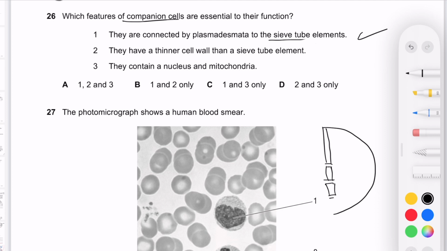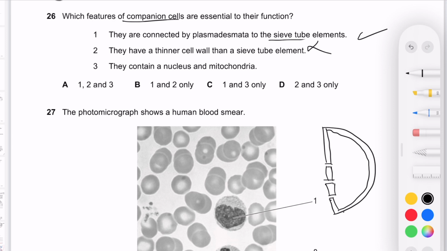So this region will have an extremely thin cell wall, but the other regions will actually have a thick cell wall, and the reason for this is we want to reduce the diffusion distance. But on the other side we don't have such a thin cell wall, so we can't say that it has a thinner cell wall overall because we don't really know that. Okay, so I would not say this is a feature that contributes to its function.